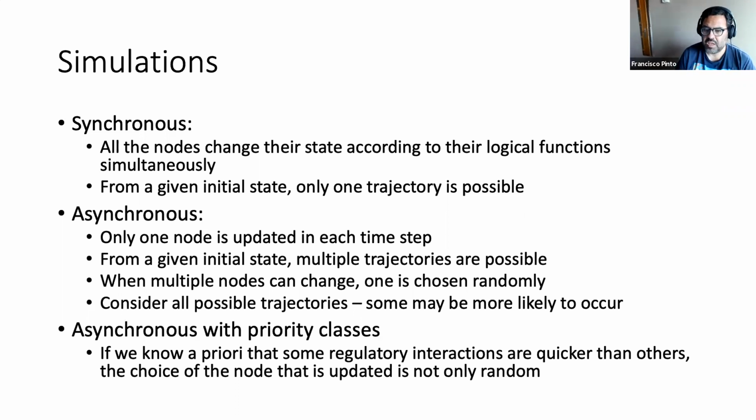Not all of them are equally likely to occur, because some processes may be inherently slower or quicker than others. But in the asynchronous update, you get all the theoretically possible trajectories of the system. And in the asynchronous update with priority classes, you try to approach the asynchronous update to the transitions more likely to occur in reality.